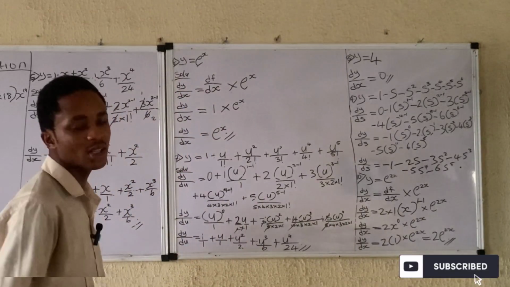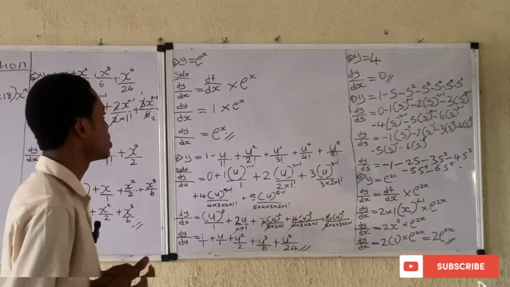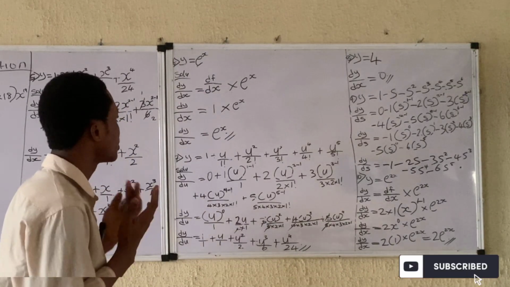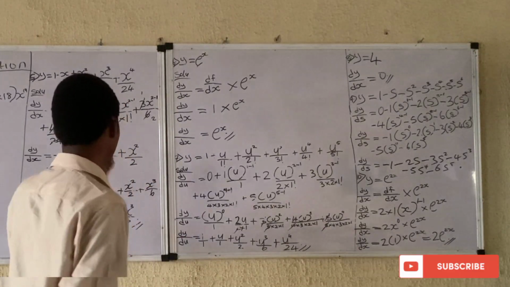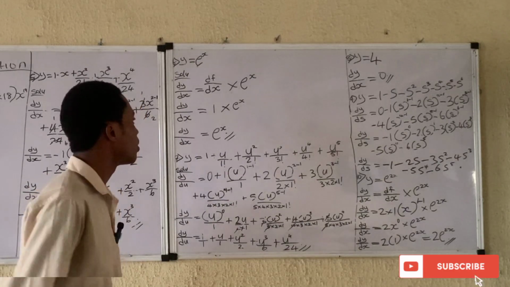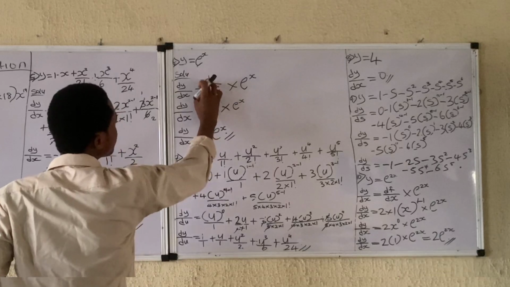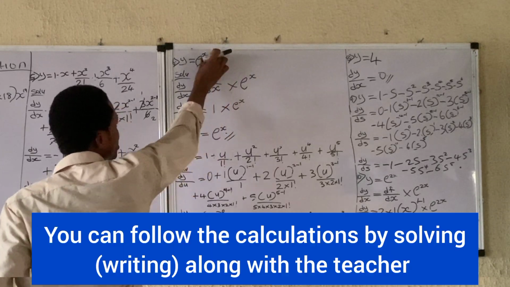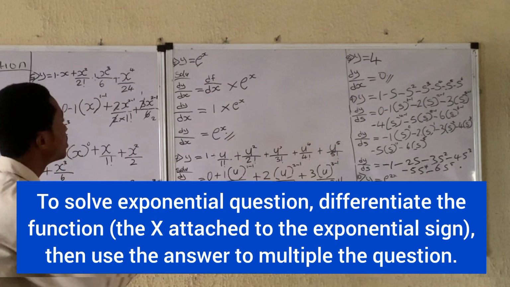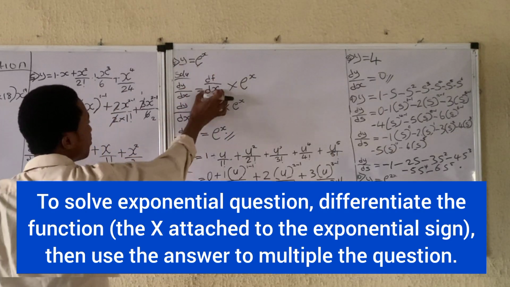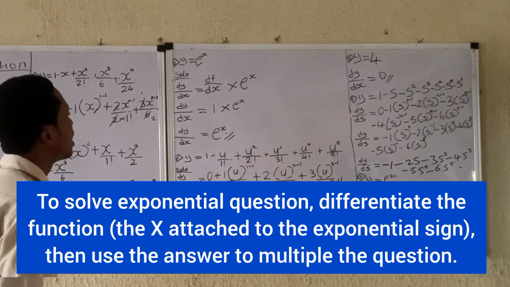Seeing that question 6 is an exponential question, the method of solving an exponential question is different from the one you use to solve the others that we have been doing before. Now, to solve the exponential question, dy dx equals the function, which is the x, times the question, the function, which is the x, the f of x, times the question, which is exponential x.